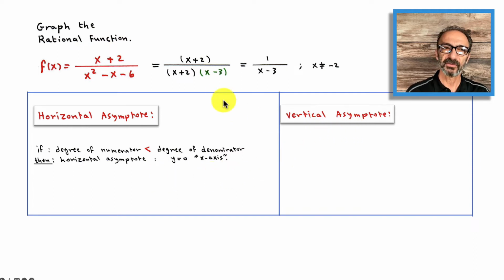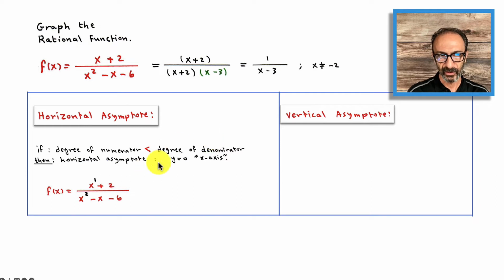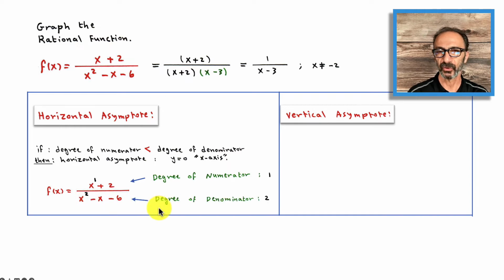A vertical asymptote comes from the factor that is not going to cancel. For the horizontal asymptote, as you can see, the degree is less than. The degree on top is 1. The degree at the bottom is 2. So it does go with this case. And that's why we have a horizontal asymptote at y equals 0, right there.